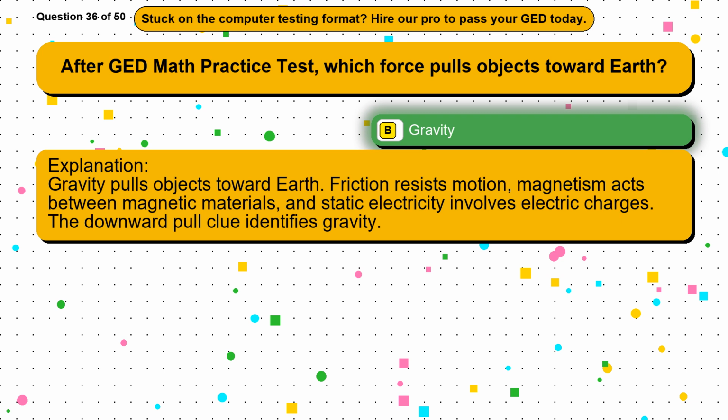Friction resists motion, magnetism acts between magnetic materials, and static electricity involves electric charges. The downward pull clue identifies gravity.